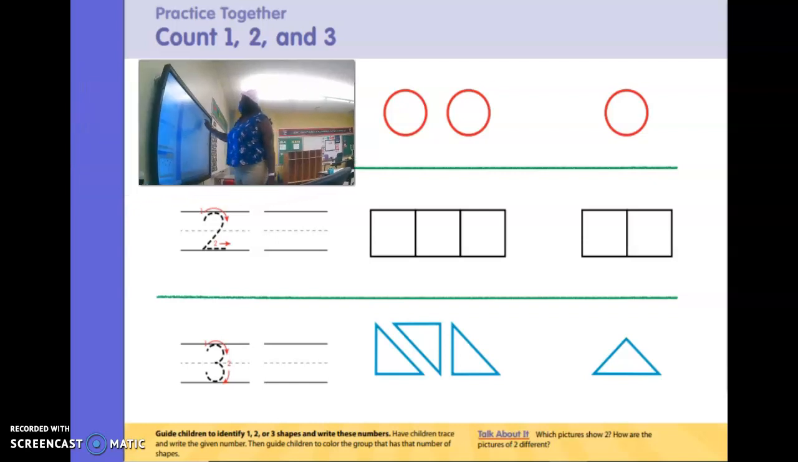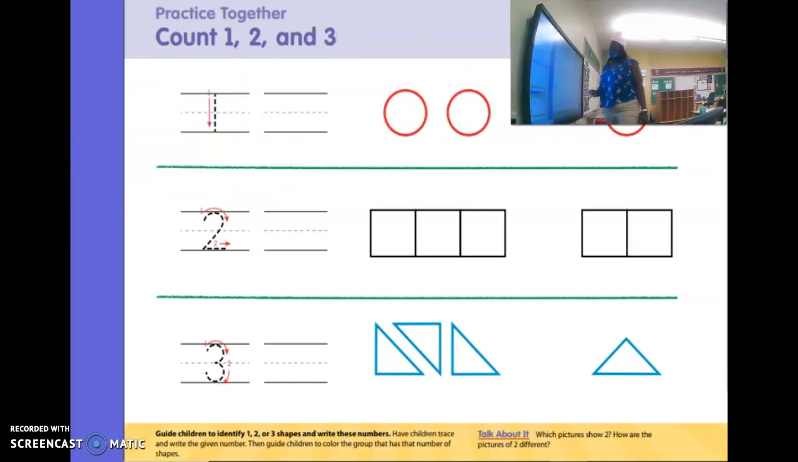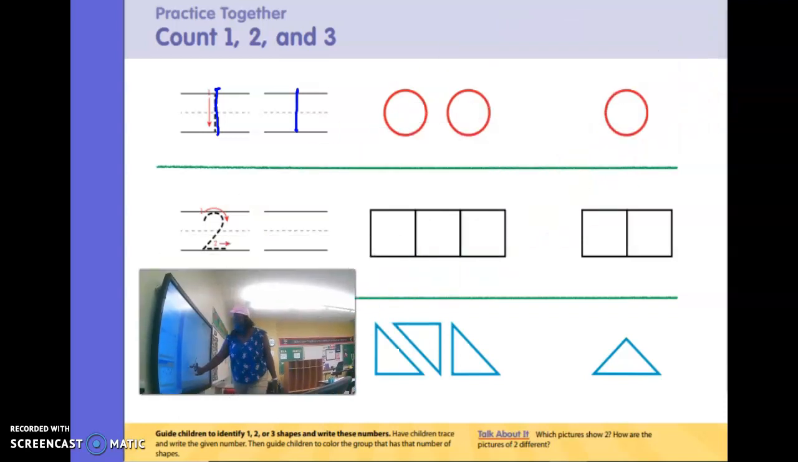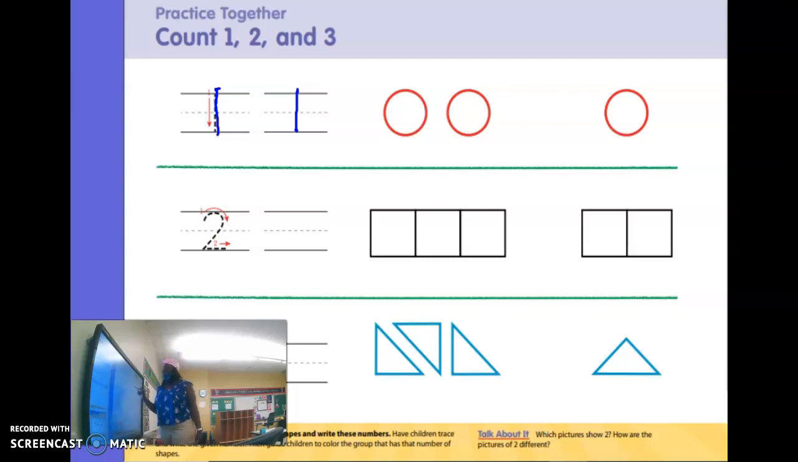Okay, let me move the camera to the side. Let's practice. Let me get the pen on. Tracing the number 1. Look at the arrow, how it goes down. Number 1. Can you do it now? Let's write number 1. Now look, 1, 2 circles. And then they have 1 circle. So which one are we going to circle? Are we going to do the 1 and the 2? No, because we need the number 1. So we're going to circle number 1.